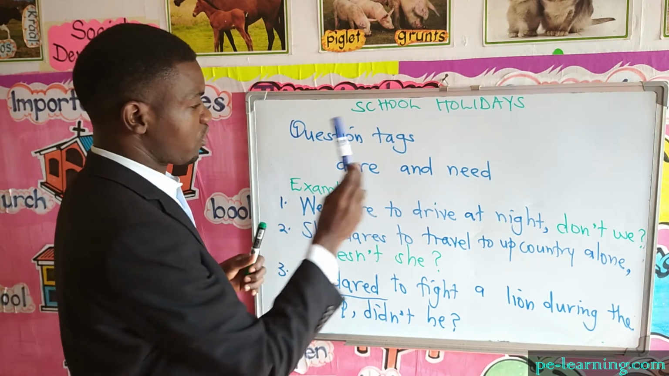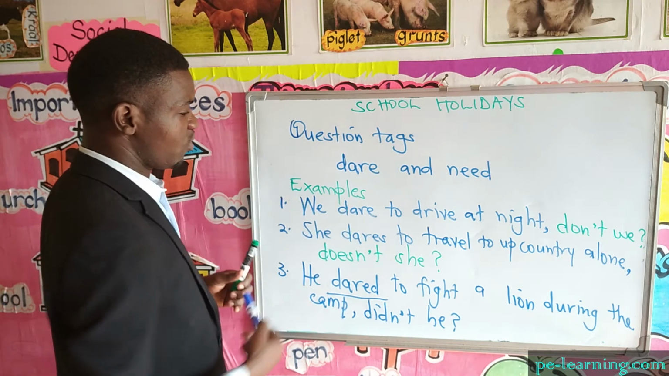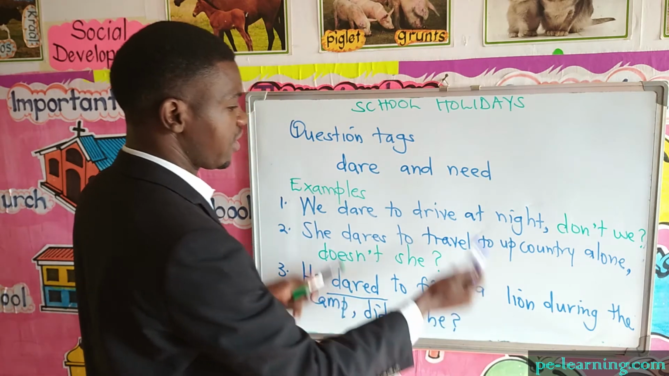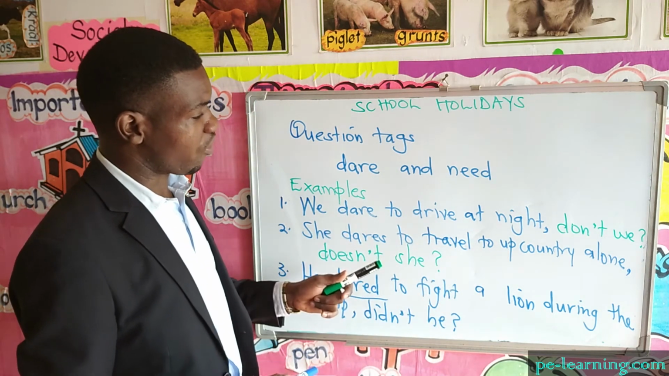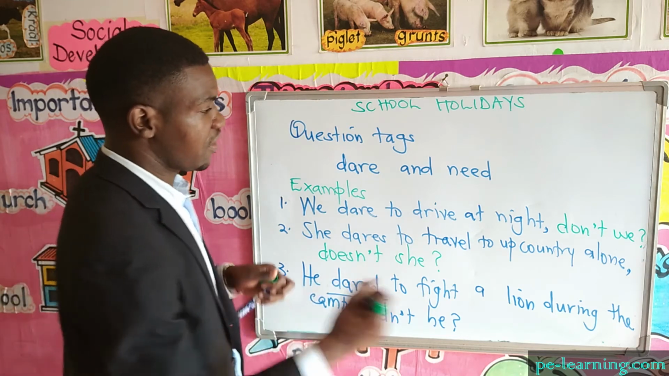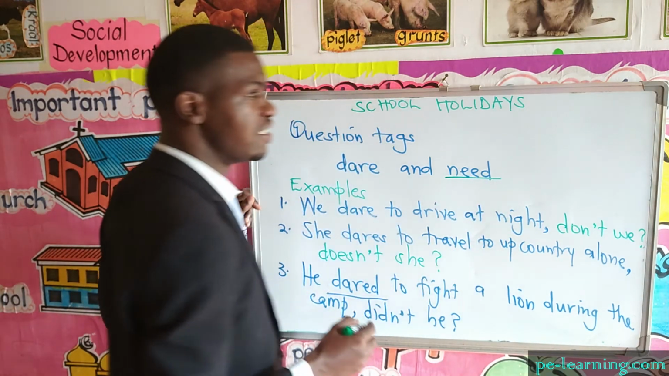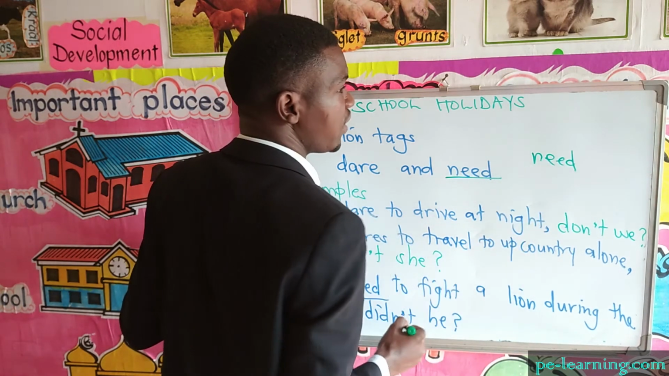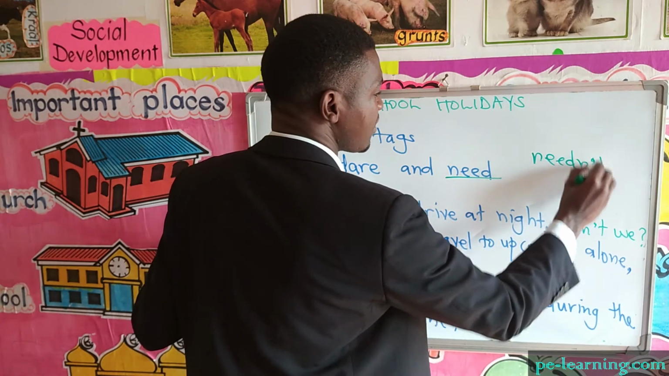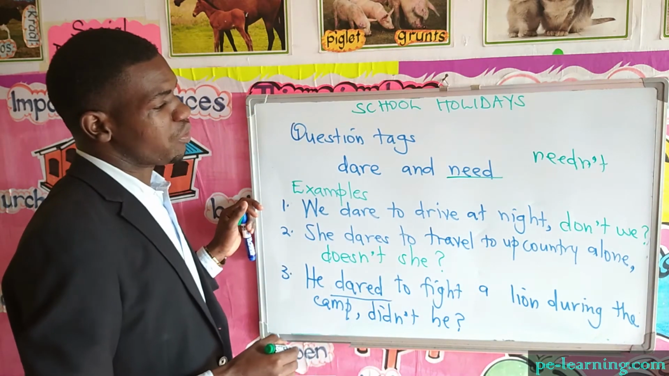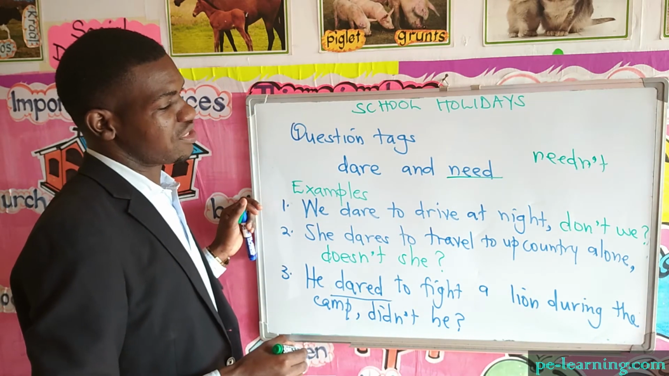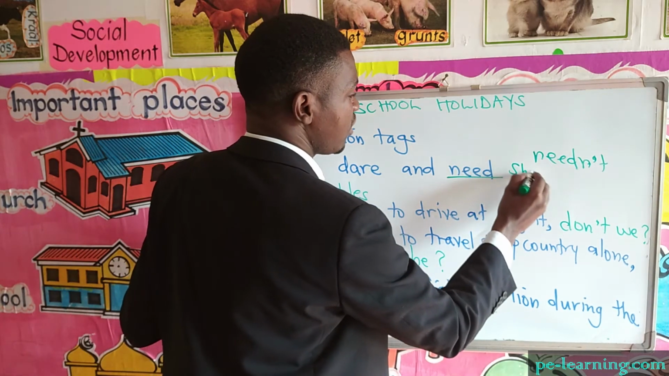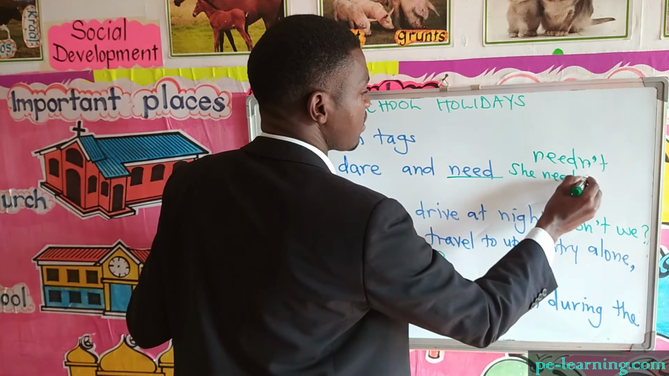So we talked about the need and then the use of dare. When we have supplied question tags, we have to use the do forms, just as the lesson has been flowing. I need to emphasize something that is to do with the need. The negative form of need in the present is needn't.